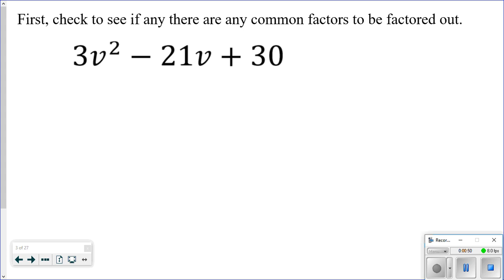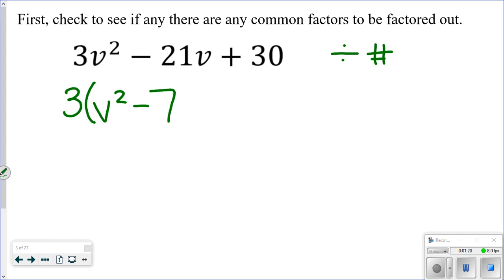So if I look at this, 3, 21, and 30, 3 is the smallest number, so that's where I'm going to start. And 3 goes into 21, and 3 goes into 30. So I'm going to factor out or pull out a 3, and they don't all share a v, so I'm going to leave it. Remember, we divide the numbers. So 21 divided by 3 is 7. And then 30 divided by 3 is 10.